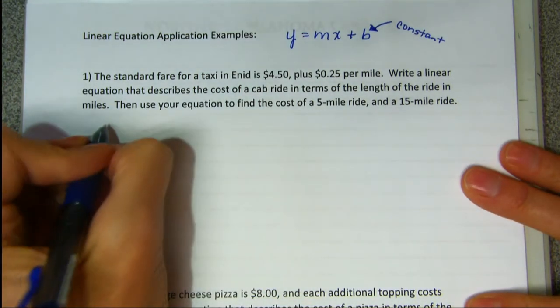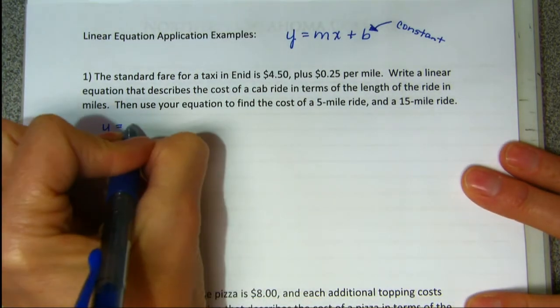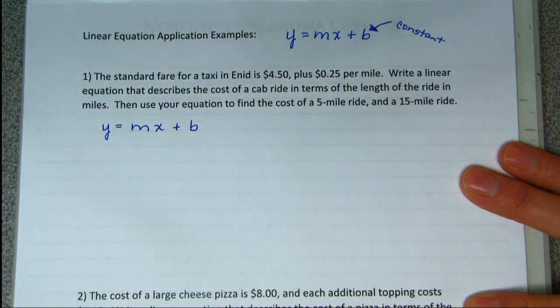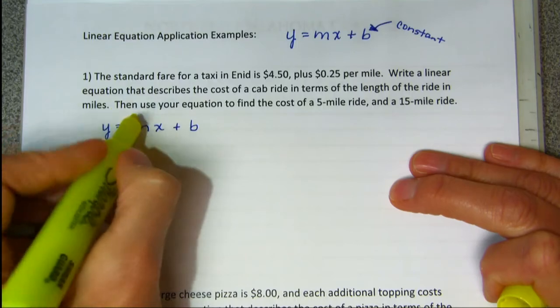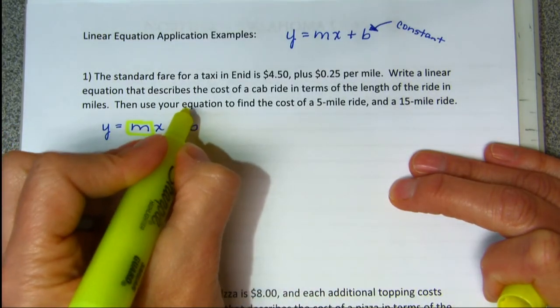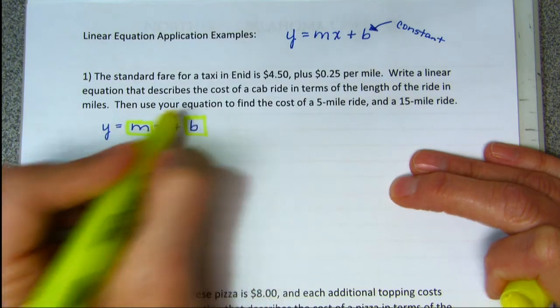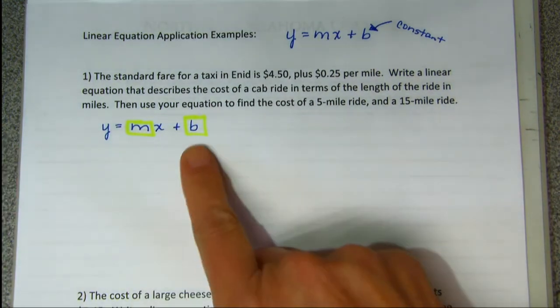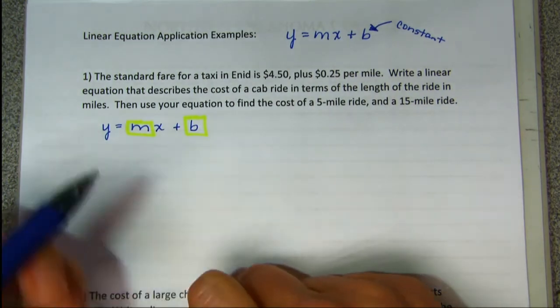So, let me write this again. y equals mx plus b. So we are searching for two numbers. We're searching for a number to go in place of the m, and for a number to go in place of the b. And the key to that is what is constant. Whatever constant is your b.